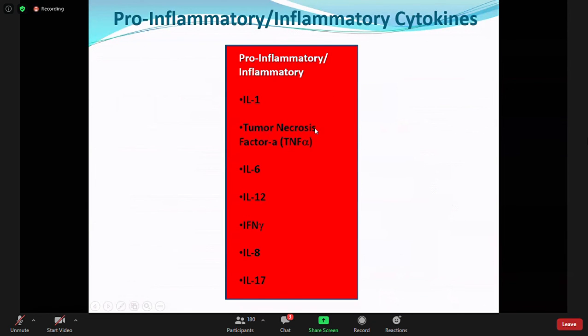This is just a summary of all of these different cytokines involved in the inflammatory response, and that's it. Are there any questions?